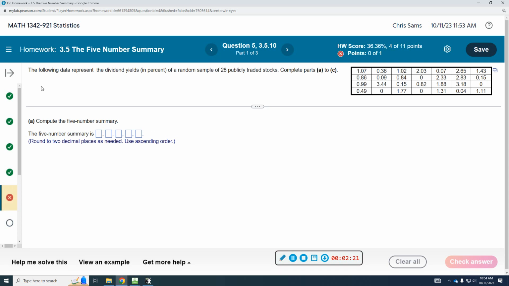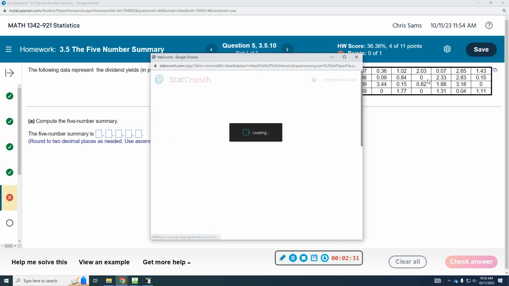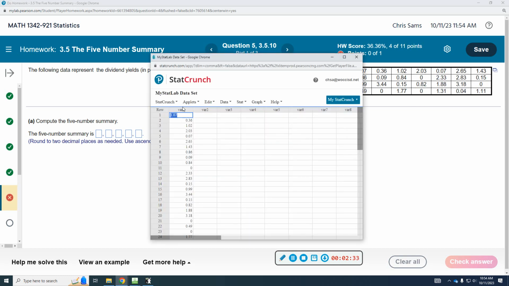All right, 5, we have some data. We're going to complete parts A through C. So first we want to do a 5-number summary. So this time I want to do it with StatCrunch. So there's some instructions in the textbook if you don't follow these, but it pops the information here for you.